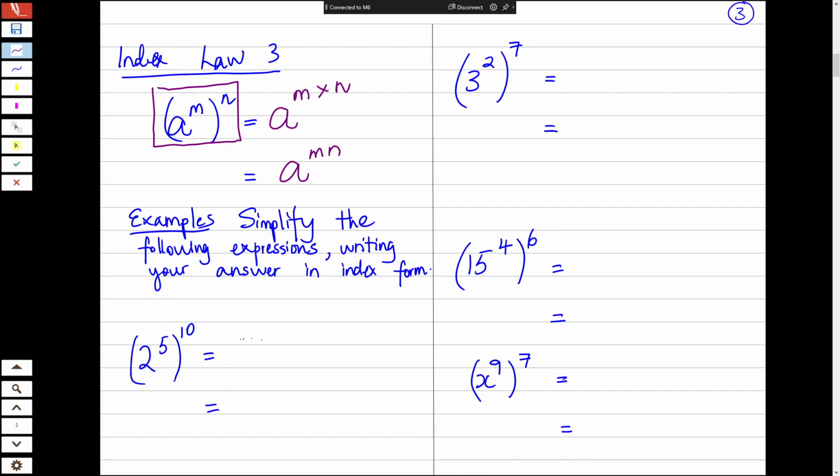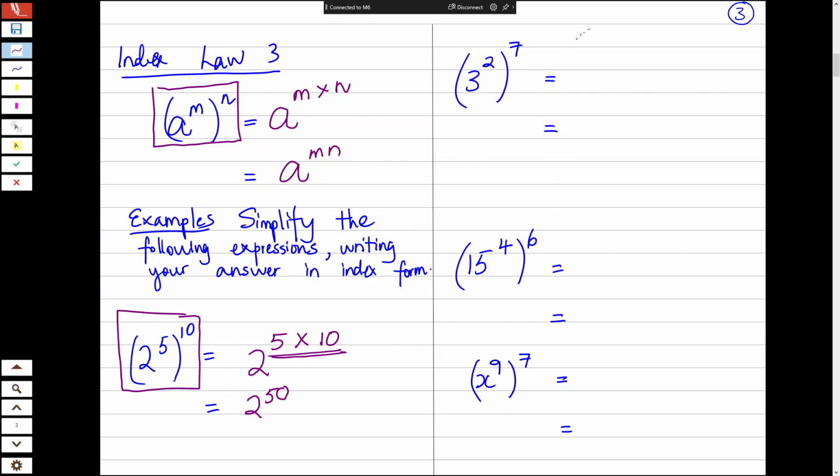Okay, so let's go with Harry. What do you reckon you're going to do with this one, Harry? Any ideas? 2 to the power of 5 times 10. Great. Can I simplify that? This part here, what is that? 50. That's it.